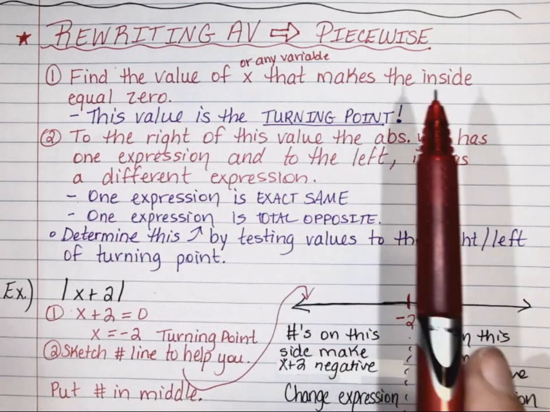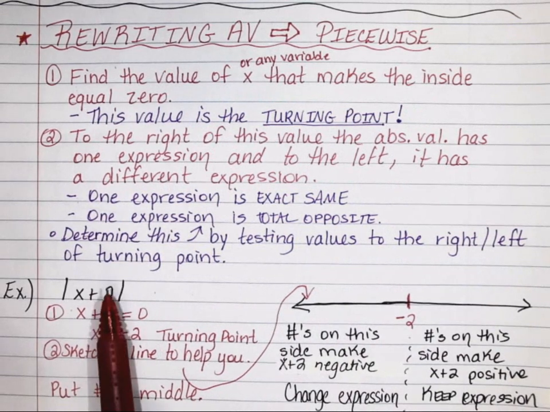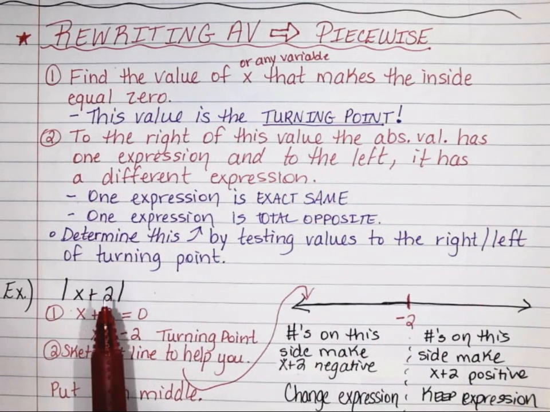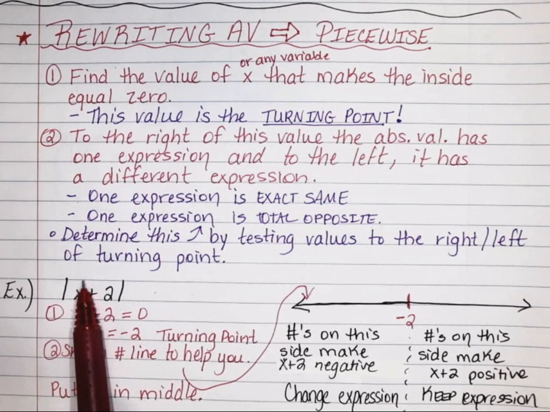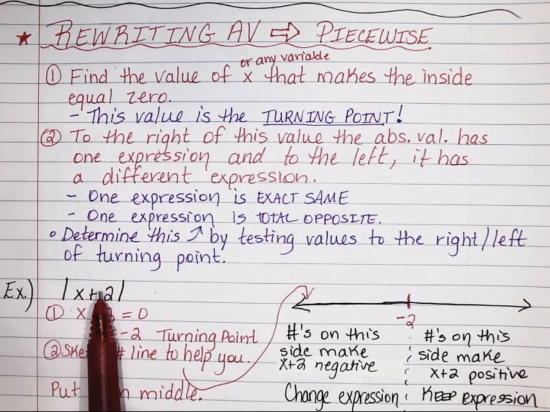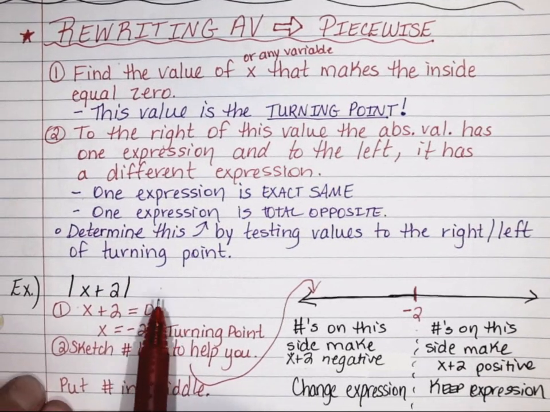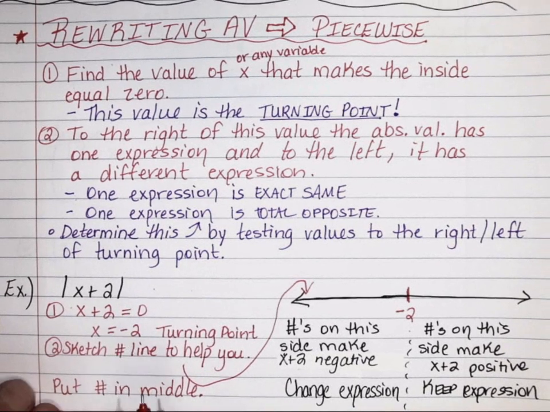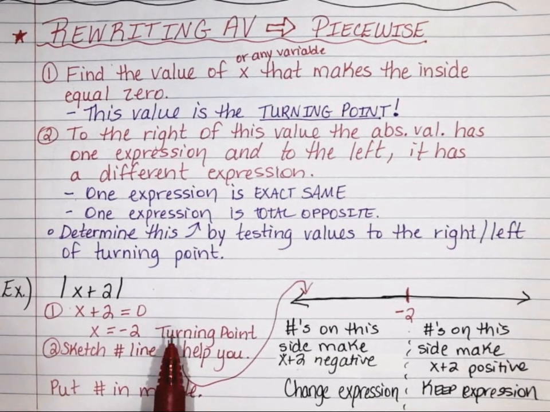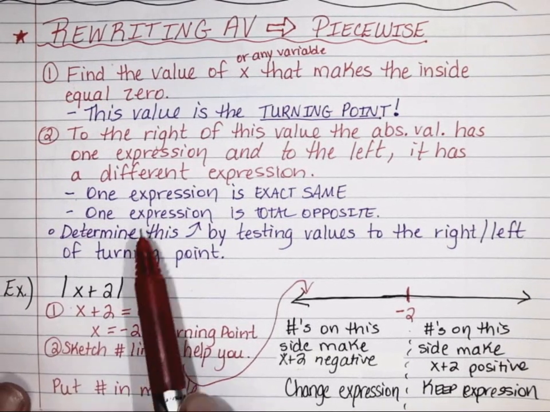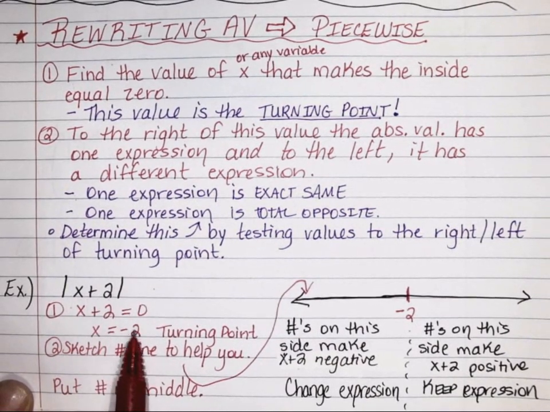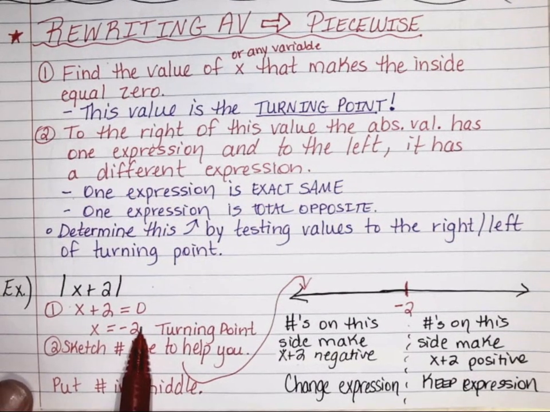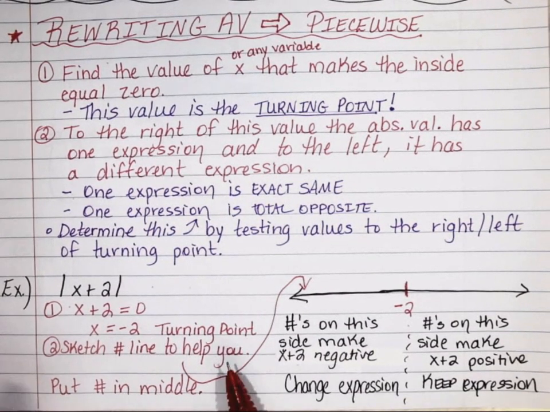This value is called the turning point. So if I'm looking at x plus 2, you can easily see that -2 would make the insides 0. Or, like Ms. Rogers likes to say, the guts. If you can't use mental math, then this is the way you get it. So step one, you just take the insides, set it equal to 0, and solve for your variable. So x equals -2 is my turning point.